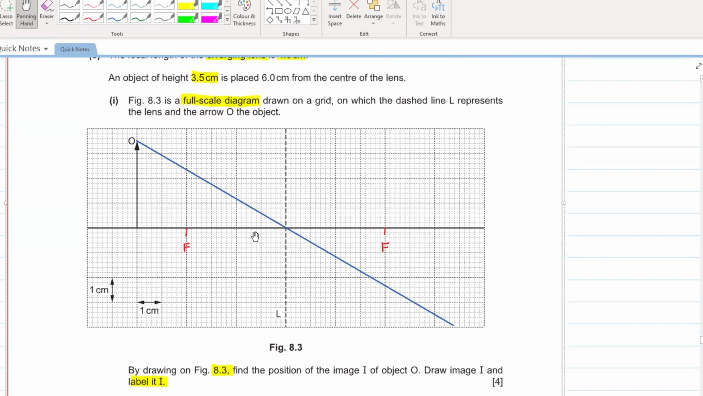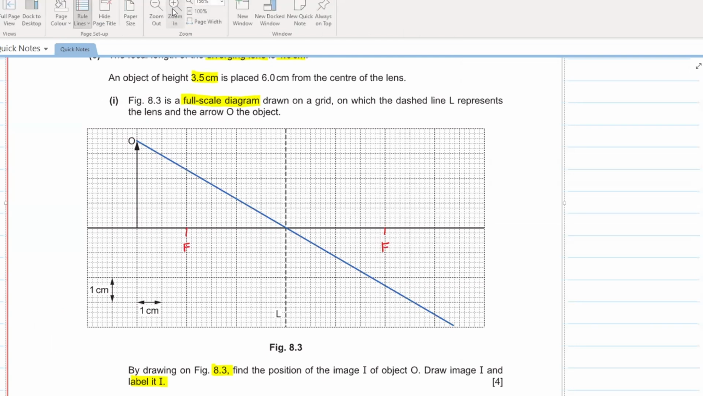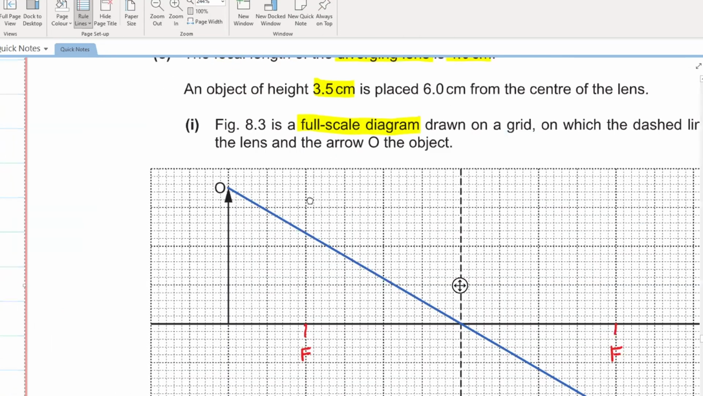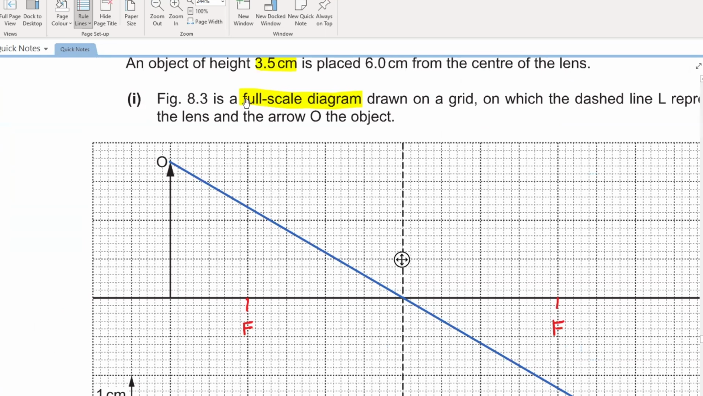Now here again I have made a mistake. I have taken a very thick line. Make sure you take thin lines. Okay, draw thin lines with a thin pencil. Don't use thick lines because they can mess up your drawing.